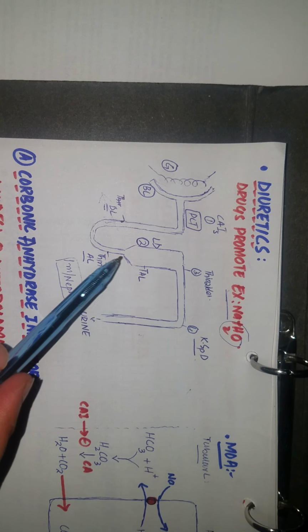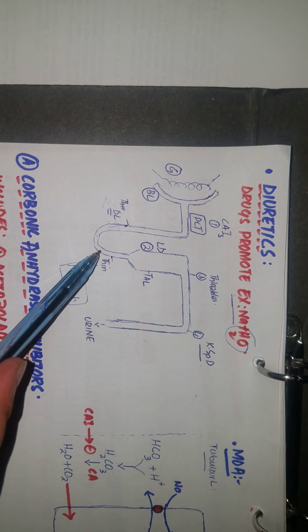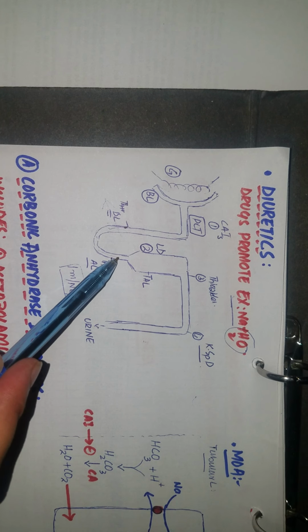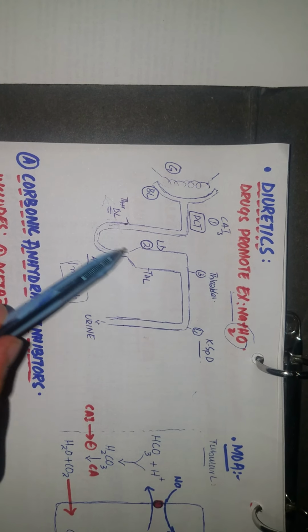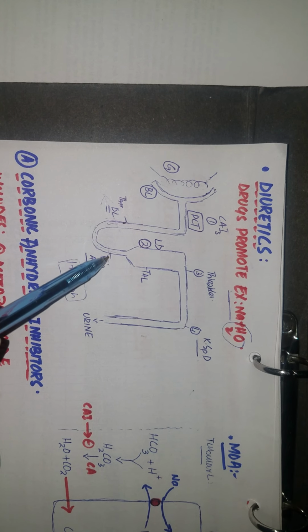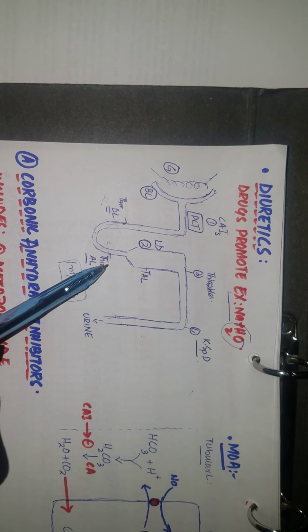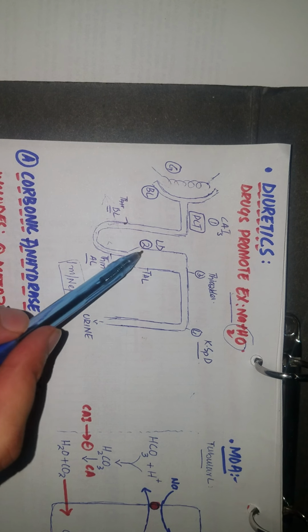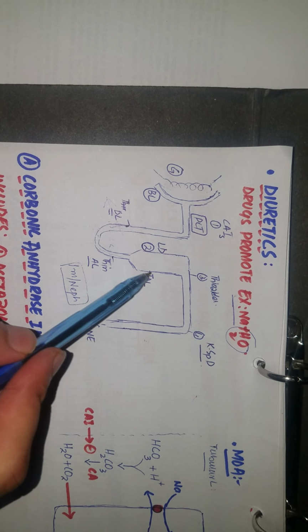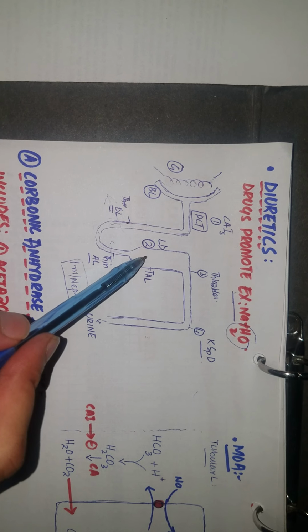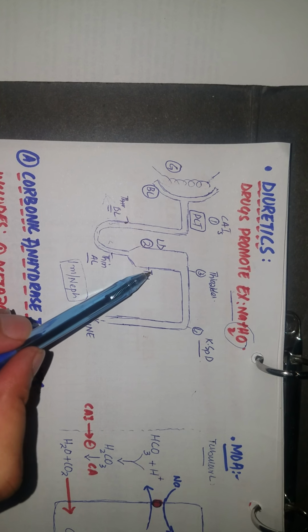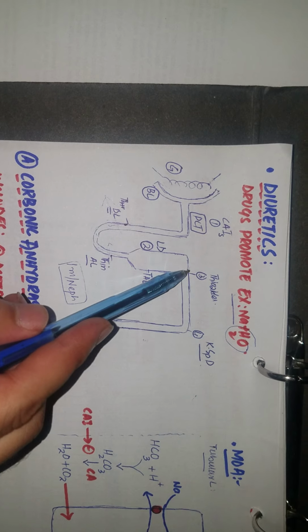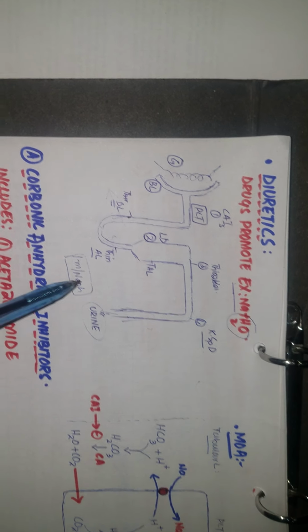Then the ascending loop of Henle is divided into two parts, the thin ascending limb and the thick ascending limb. The thin ascending limb is permeable to water and some sodium and chloride. The thick ascending limb has many channels which will be discussed later, and is permeable to sodium, chloride, potassium, magnesium and calcium. Then we have the distal convoluted tubule and then the collecting duct, and at this stage the urine is formed and goes through this way.